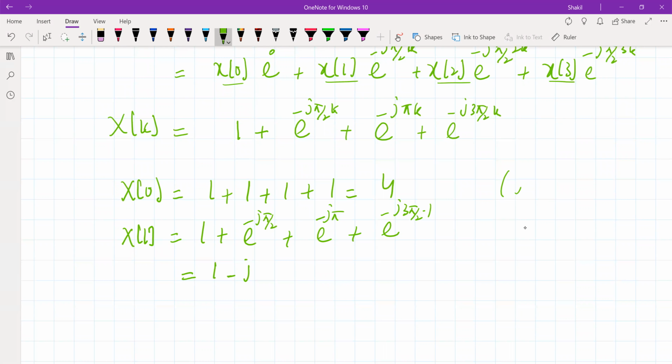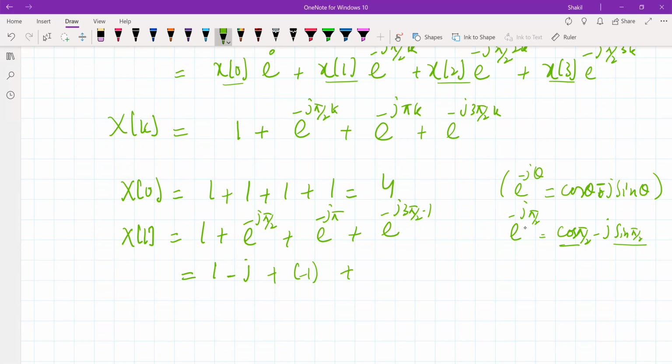How? Because e to the power of j theta is cos theta plus j sine theta, right? So what will be e to the minus j pi by 2? This will be simply cos of pi by 2 minus j sine pi by 2, right? If this is minus, this is becoming minus. This is 0, this is 1, so it will be minus j. This is minus 1 because cos pi is minus 1 and sine pi is 0.